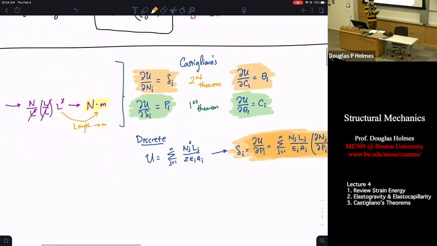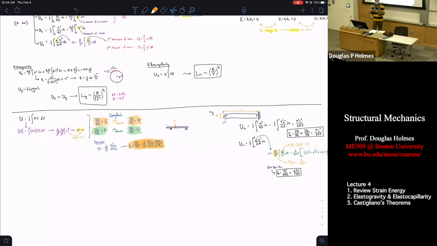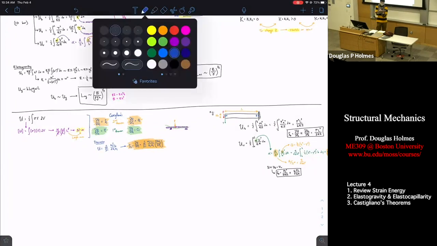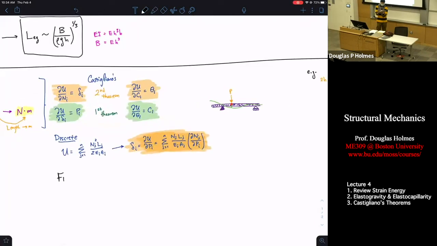So for instance, let's look at this problem. The idea with a fictitious load is, here's an example. Let's look at a problem with two bars. They're connected by pins. And one bar is thicker than the other. You can think of this as like a string and a rod or something. Doesn't matter.